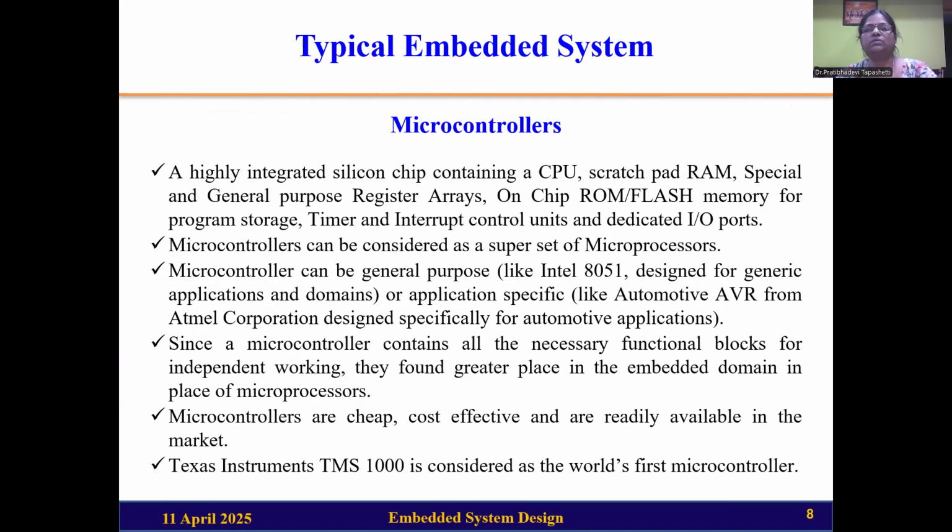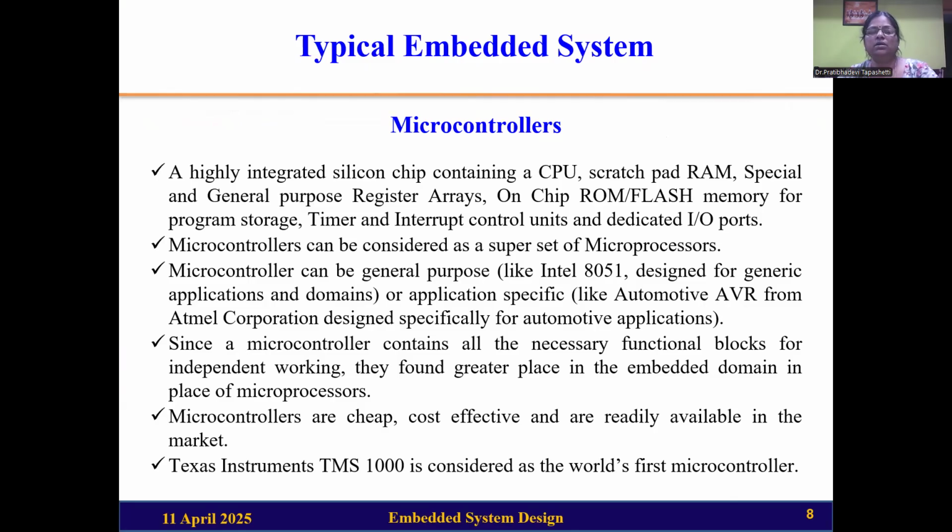Then what is the microcontroller? A microcontroller is the upgraded version of the microprocessor, where internally the microcontroller contains the microprocessor plus the rest of the peripherals like on-chip ROM, RAM, flash memory, I/O ports, timer, interrupt control, etc. A microcontroller can be considered a superset of microprocessors, right? So a microcontroller can be general purpose or application specific also.